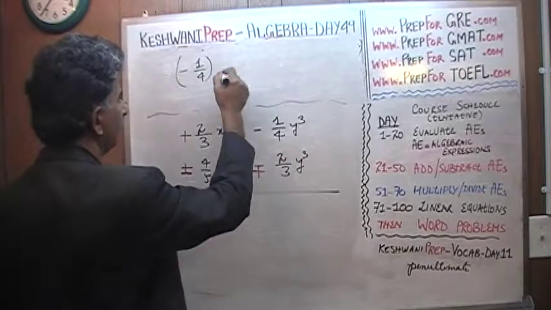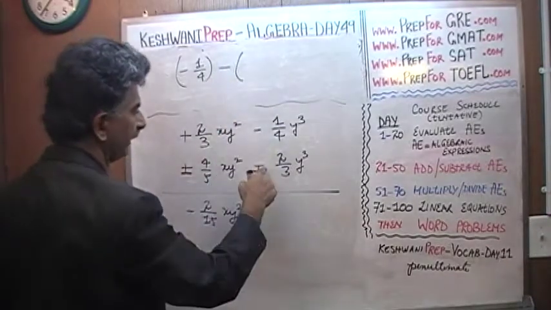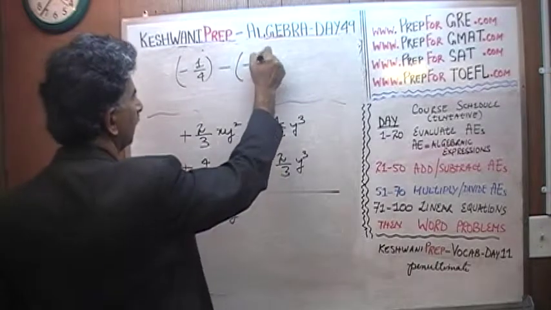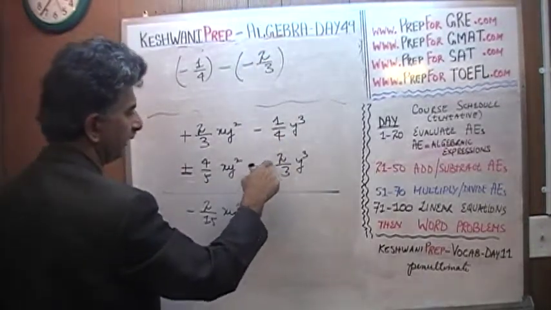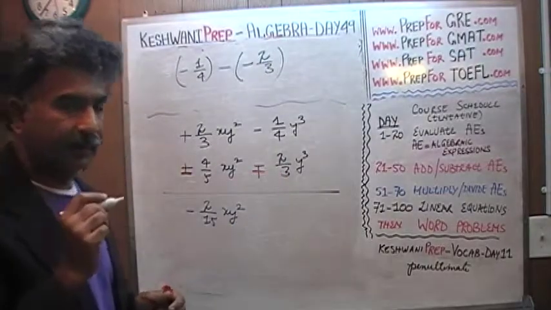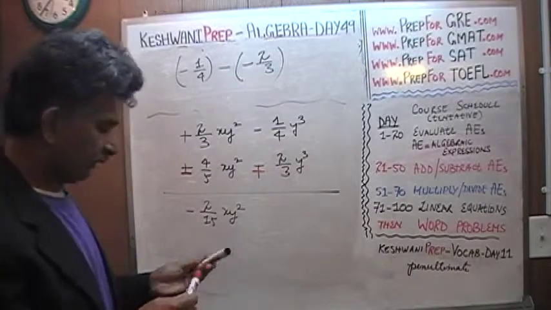and from that we're going to subtract. What are we going to subtract? We're going to subtract negative 2/3. From negative 1/4 we're going to subtract negative 2/3. That's what we're told. Subtract negative 2/3 from a negative quarter. That's what we're doing. But what happens?